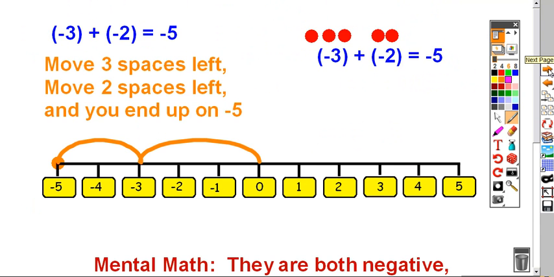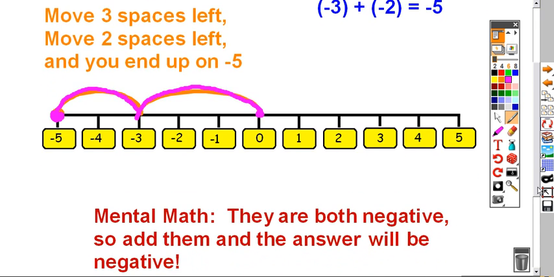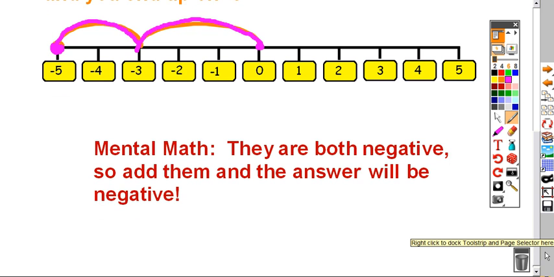In the same way, negative 3 plus negative 2 equals negative 5. Start at 0, move to the left for negative 3, 3 spaces, move 2 more to the left, equals negative 5. Using mental math, you know that if both of the signs are the same, you simply add them. 2 negative numbers will be negative, 2 positive numbers will be positive.